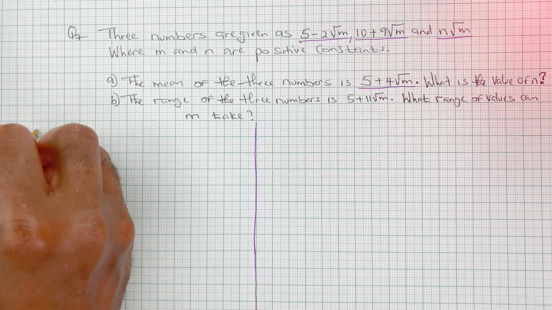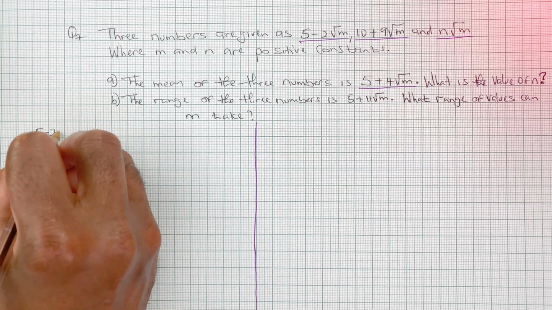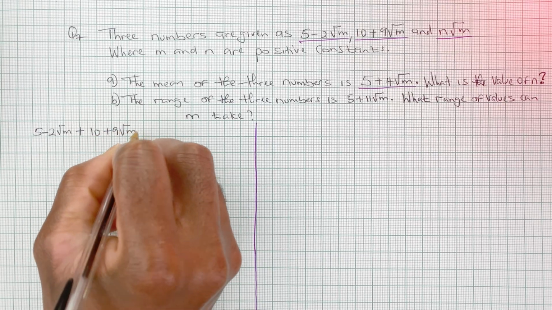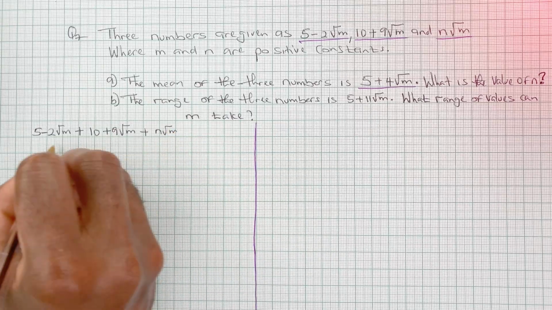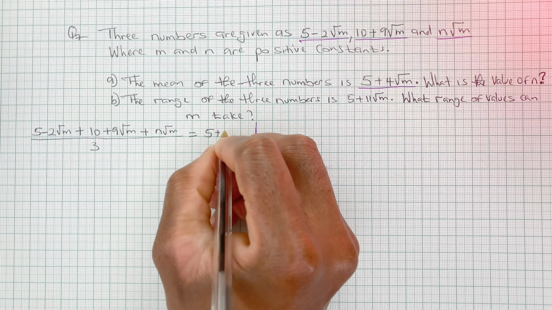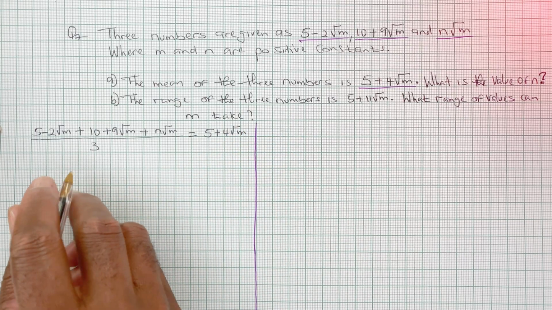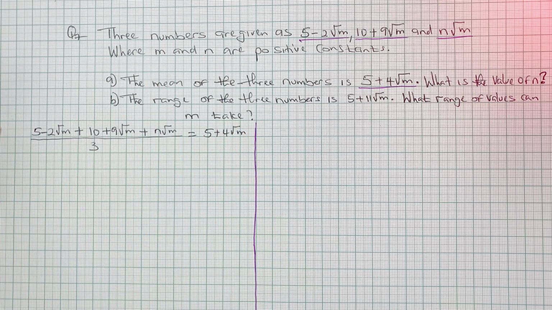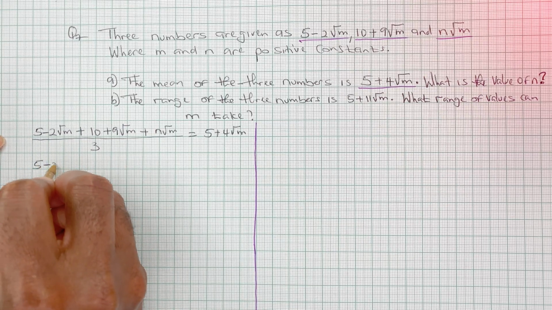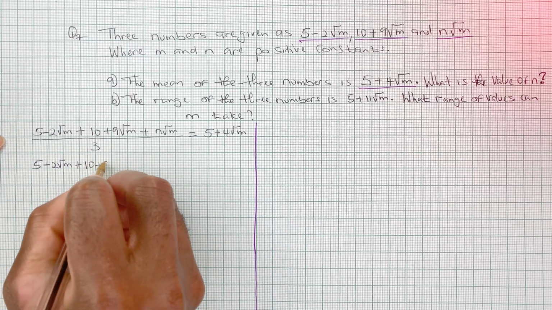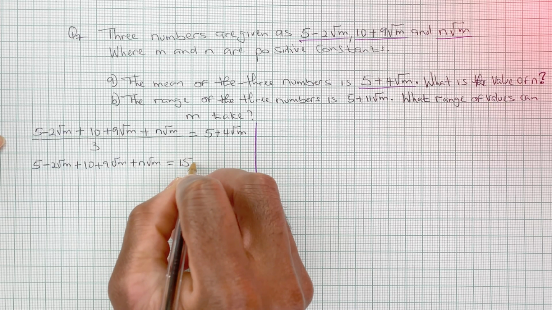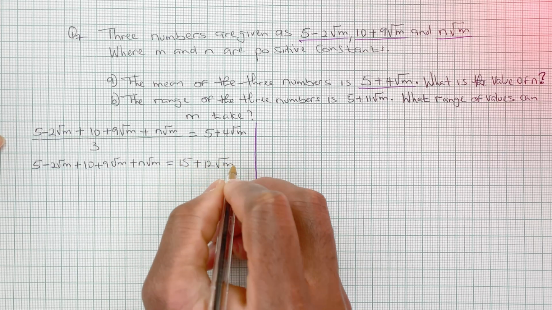So I'm going to say 5 minus 2 root m plus 10 plus 9 root m plus n root m, all divided by 3, shall be equal to 5 plus 4 root m. So now I need to multiply both sides by 3, or cross multiply. So I'll get 5 minus 2 root m plus 10 plus 9 root m plus n root m equals 15 plus 12 root m.